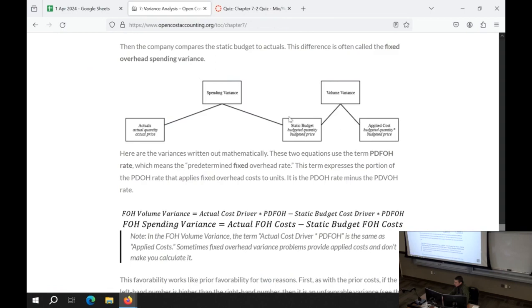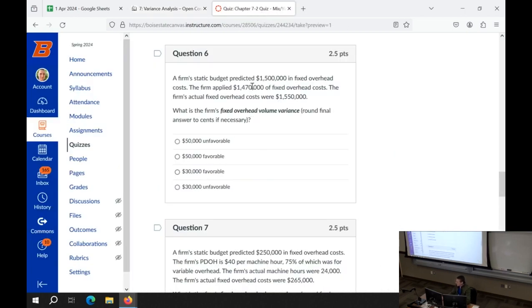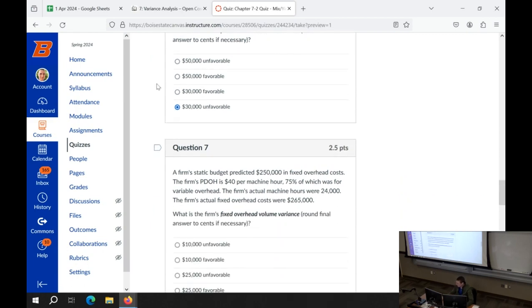Definitely these 2. It's a question of the favorability, because I've positioned static budget to the left-hand side and applied cost to the right-hand side, and in every other diagram, that means you take the one on the left, put a minus sign, and subtract away the one on the right. And here I've literally written the equation the opposite way in volume variance. So I'm going to say 30,000, and it goes up when we go from this fictitious applied cost to static budget. So cost went up. That's unfavorable. 1.5 million minus 1.47 million is 30,000 positive, unfavorable. Let's see if the question is graded correctly in Canvas in a minute.